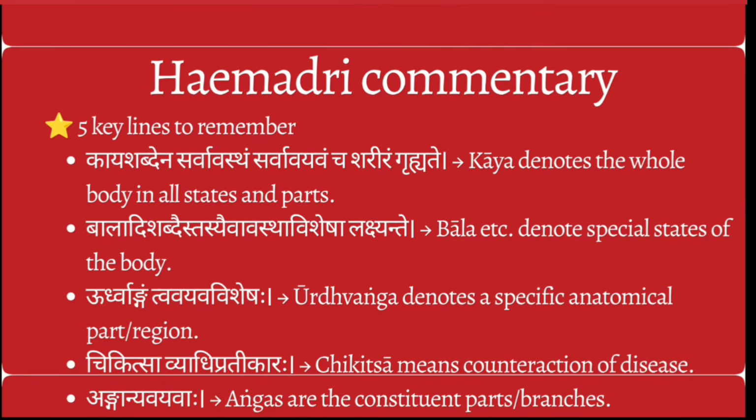Next, Baladi Shabdais Tasya Avastha Vishesha Lakshyate. So Bala, Graha, Jara, Vrisha indicate specific states and conditions. Bala is the first stage of life. Next is Urdhvangatva Vaya Visheshaha. So Urdhvanga Chikitsa is above the clavicular region. So it is specific to the anatomical regions or parts. Urdhvangatva Avayava Visheshaha. Next, moving on with the Shalya Chikitsa. Shalyam Vranatvam, which is afflicted with wound and injury.